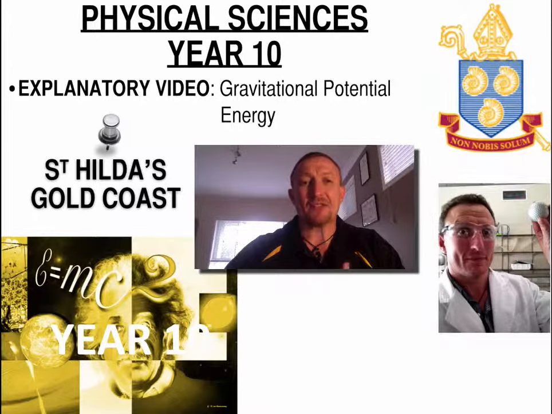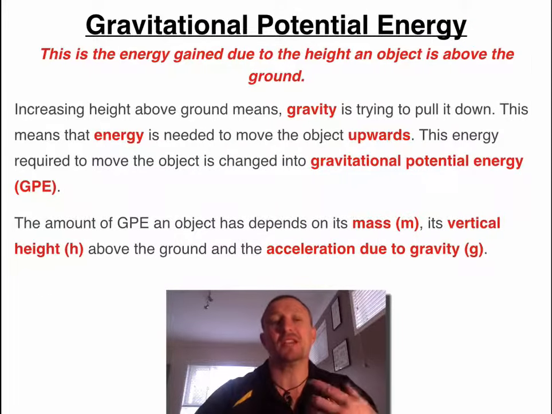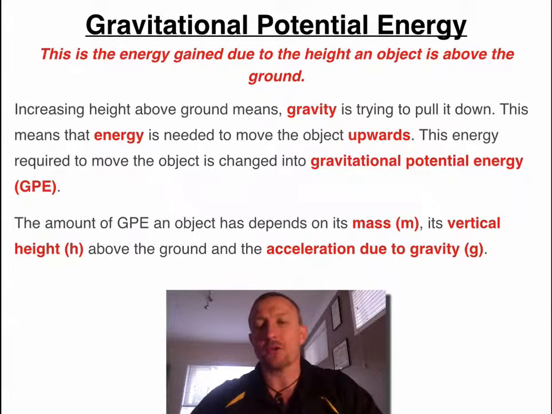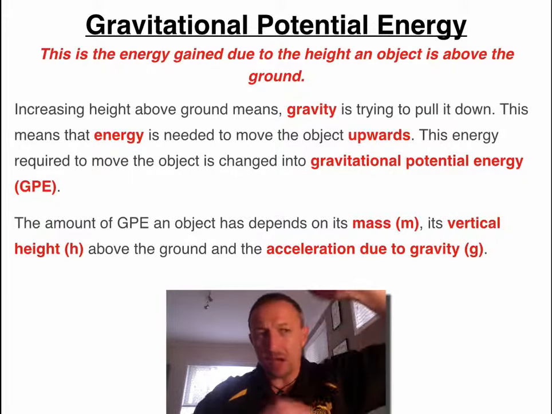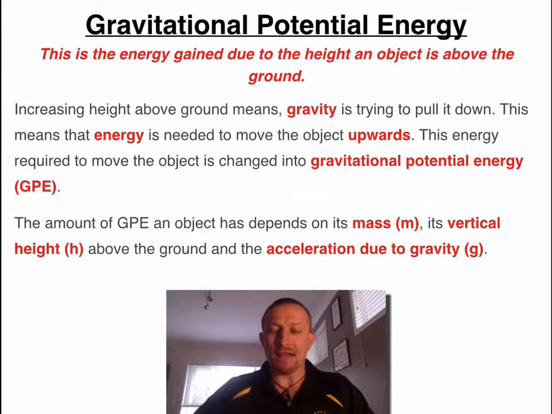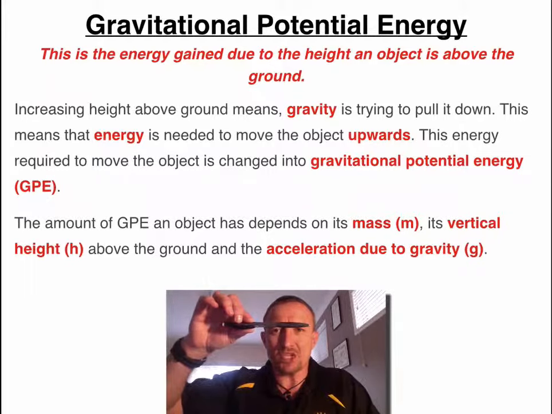This is going to be an explanatory video where we're going to be looking at the energy, gravitational potential energy, or GPE. Gravitational potential energy is defined as the energy which is gained on an object as we raise it up through a certain amount of height above the ground, above the surface of the Earth. So basically, if I take this pen and lift it off the computer, I've given it gravitational potential energy.